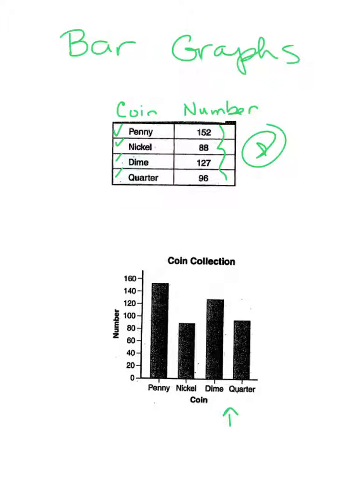So I can clearly see from here that I have a lot of pennies. My nickels is not as many, but it's pretty close to my quarters. I can answer questions such as how many dimes do I have, and for my bar graph it looks about 130. So the bar graph is a nice way to display data.